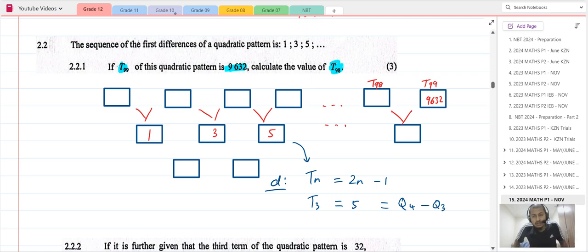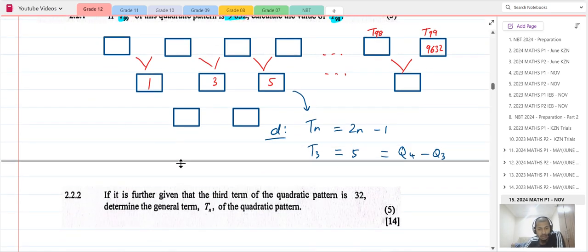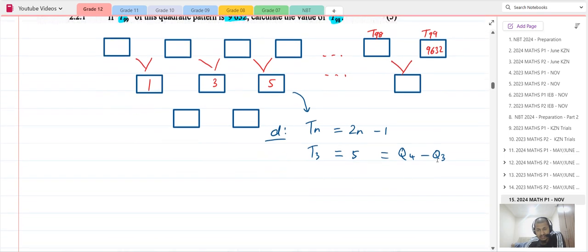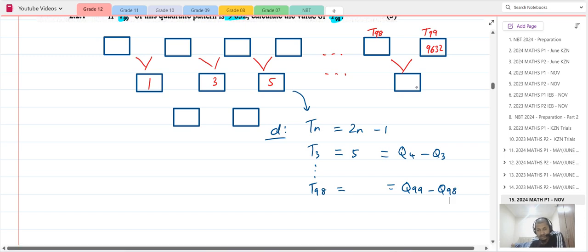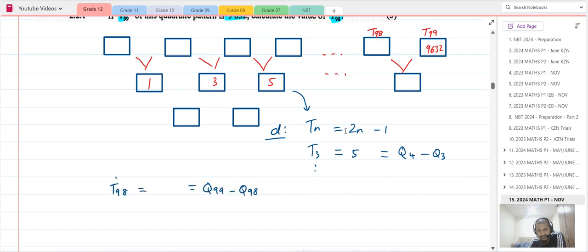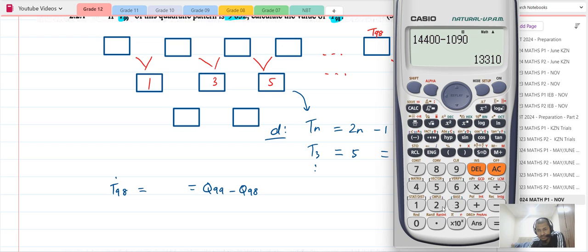So let's see what this formula can depict. If I try to do term 98, it's going to be quadratic pattern 99 minus quadratic pattern 98. So term 98 of the first differences we can find from this formula: 2 times 98 minus 1. What is 2 times 98 minus 1? 195.